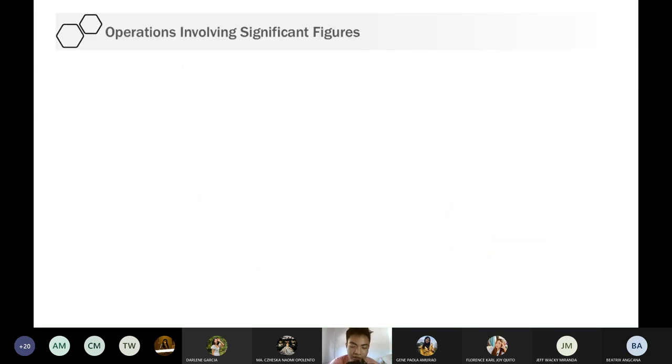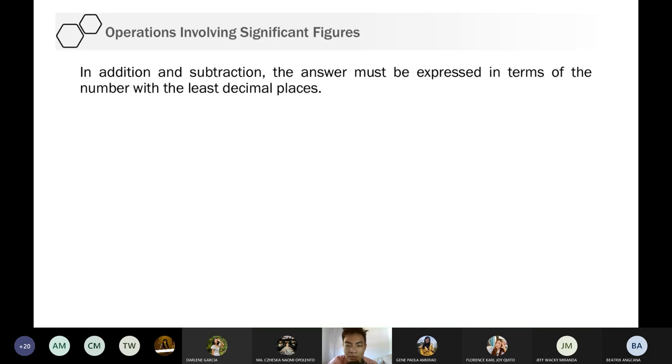Okay, so we're not done yet. So let's talk about the operations involving significant figures, okay? So, yeah. So this has also been discussed to you last semester, chapter 1 in the lecture. So this is not new for you, huh? Okay, so let's talk about addition and subtraction of numbers. If you are going to report your added or your subtracted numbers in the correct manner, you should check if your final answer is written with the least decimal places. Okay, so again, when we are talking about addition and subtraction, we are looking for the final answer that is written in the least decimal places.